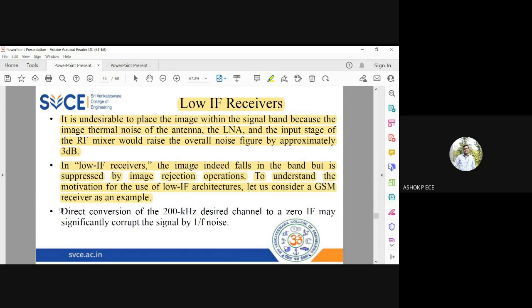Consider we have a 200 kilohertz channel, which at zero IF may be corrupted by 1/f noise. You have an antenna, right? Whenever you have an antenna, it will pick up noise just like that. All the received signals and the noise will be presented to the receiver. The antenna will pick up noise from free space. So apart from tuning to the desired frequency, the antenna will pick up the noise also.